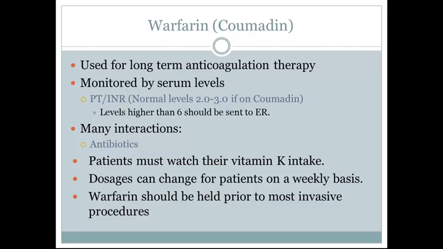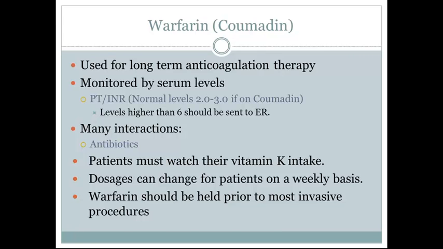Some patients are tested weekly, some are tested monthly, and it really depends on their therapeutic level and how consistent they are. A PT-INR is the serum drug test that we draw. The normal levels are 2.0 to 3.0 if on Coumadin. Some conditions require patients' levels to be 2.5 to 3.5. Levels higher than 6 should be sent to the ER due to the high risk of bleeding.